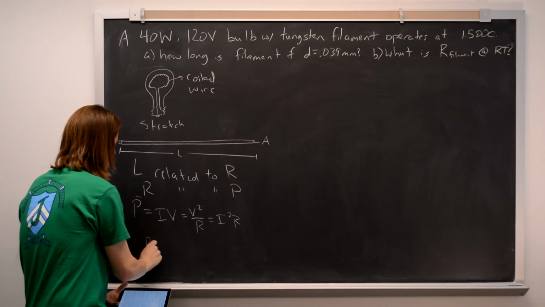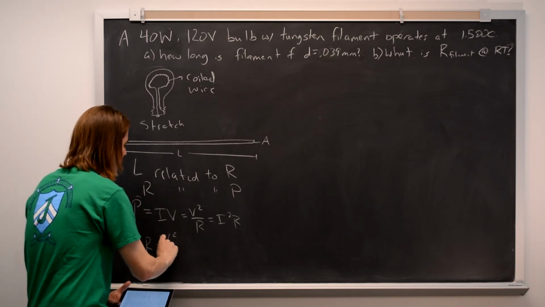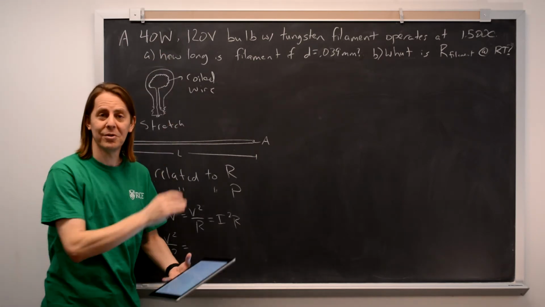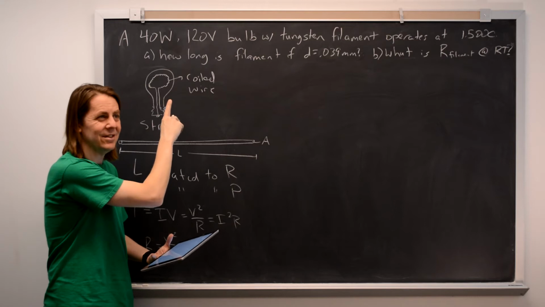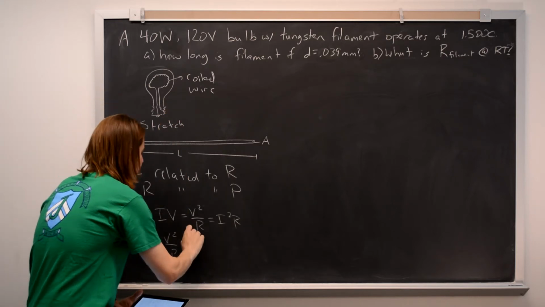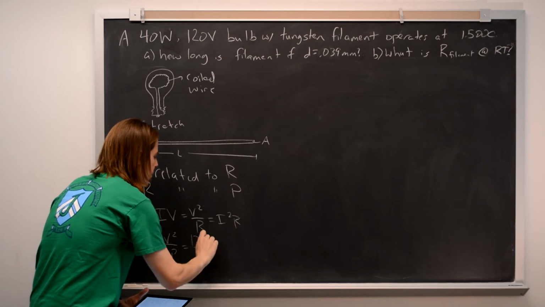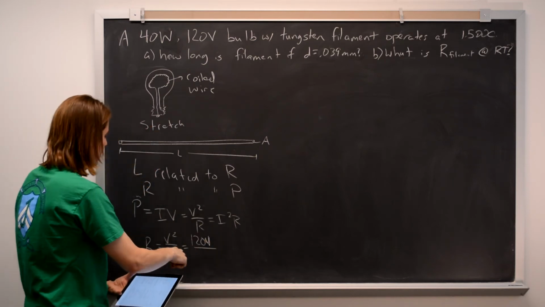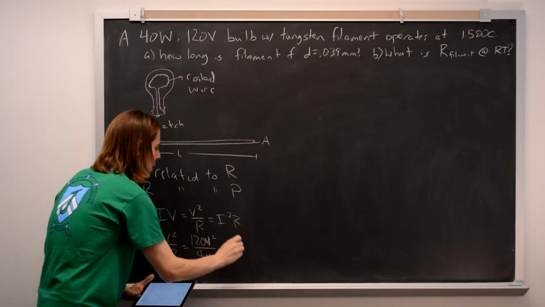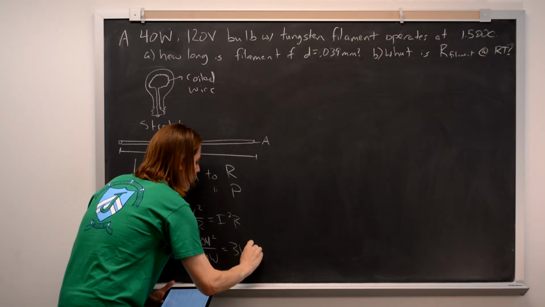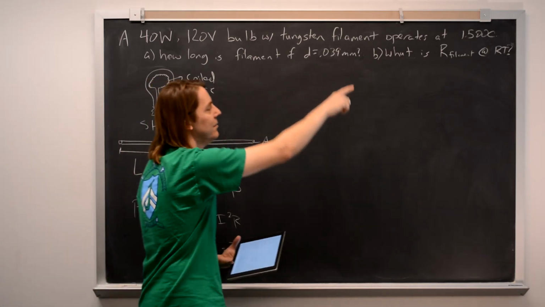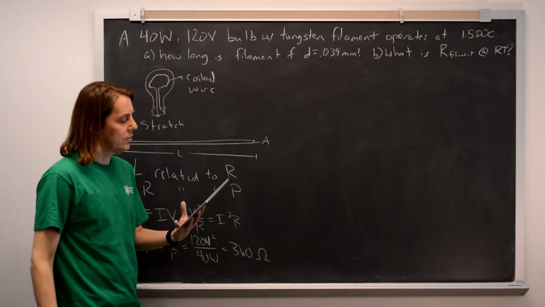I'm doing algebra here. R is V squared over P. So the voltage is 120 volts. That's another problem with this question, is it's actually AC. We're pretending it's DC. It's slow AC, so it's pretty close. 120 volts squared, right, over the power was 40 watts. And that comes out to 360 ohms. All right, so we have the resistance of the filament at 1500 degrees C to get started.